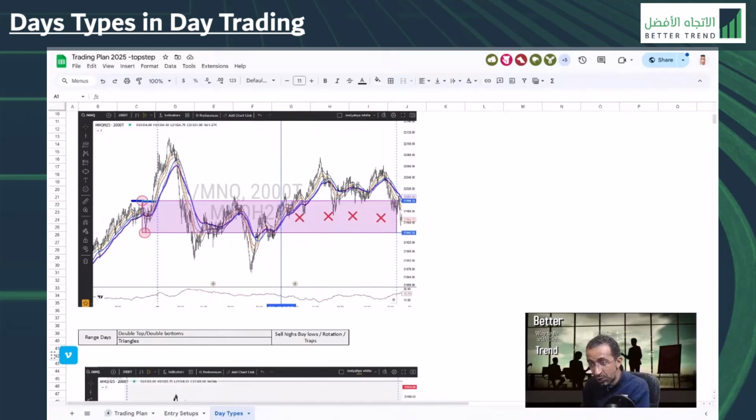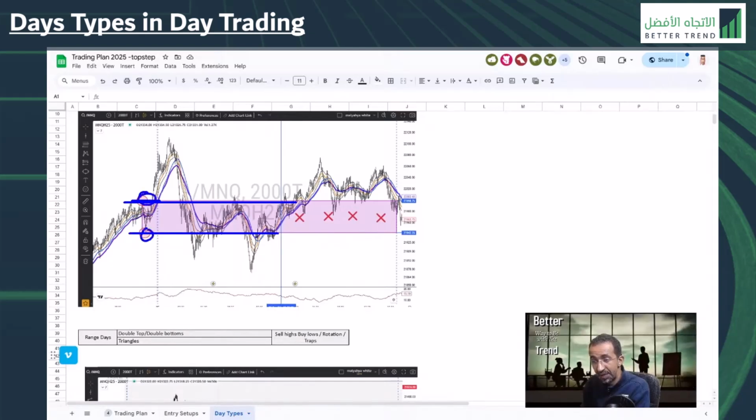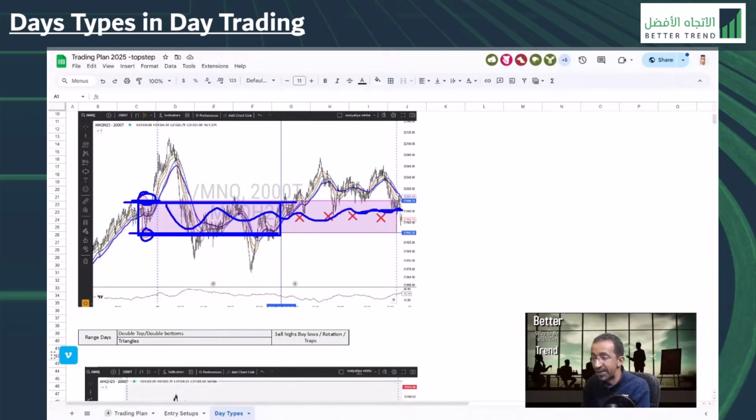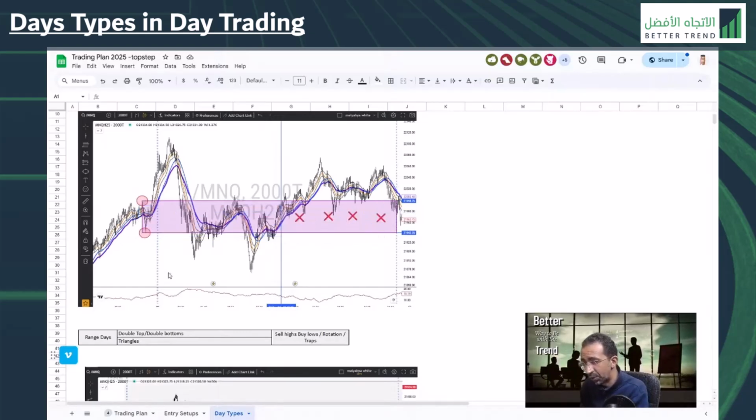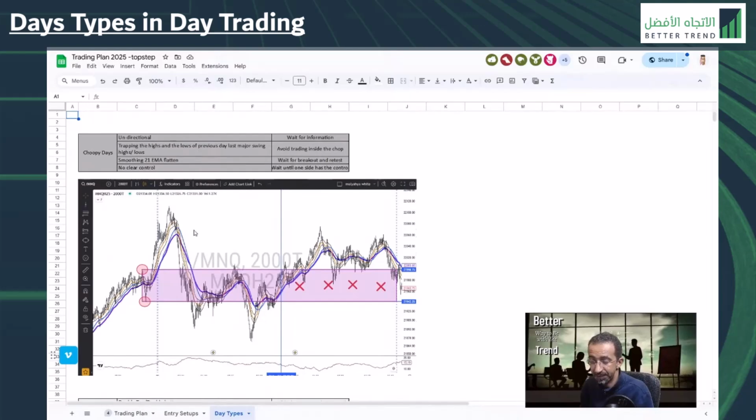Look at the last swing, last day. Last swing, not the full day, only the last swing. This will define the area that you have to avoid trading. This is the chop area. Whenever the market is back in this area, it will just be looking for stops. It will just look for stops. Okay, so this is the chop day, the choppy days.